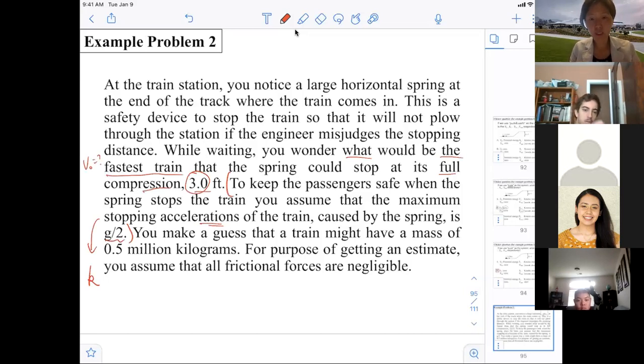Oftentimes a complicated problem is no longer complicated if you can parse out what the different parts are trying to tell you. So instead of telling you the spring constant is 450 newtons per meter, for example, it tells you some extra information you have to figure out yourself. But it's not complicating the process if you know what it's trying to do. It's just telling you what the k is. So you make a guess what the mass of the train would be, and you decide to ignore friction for this particular estimate, okay?